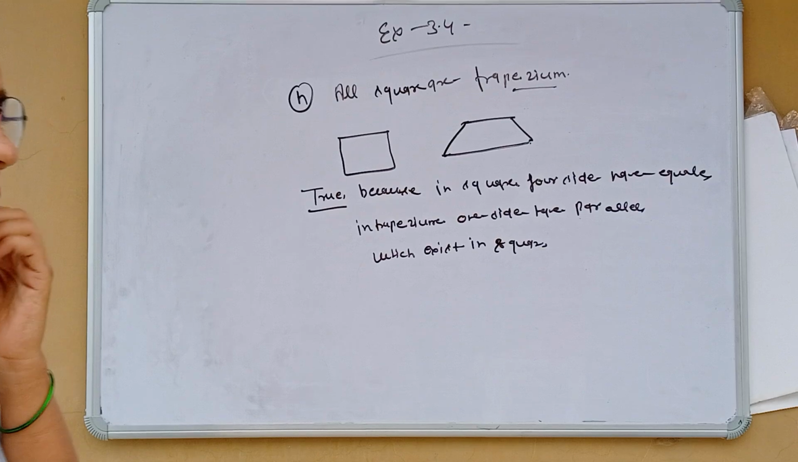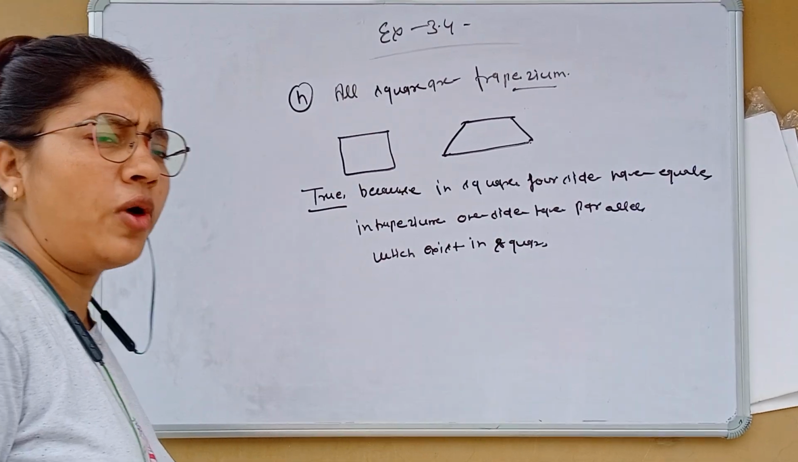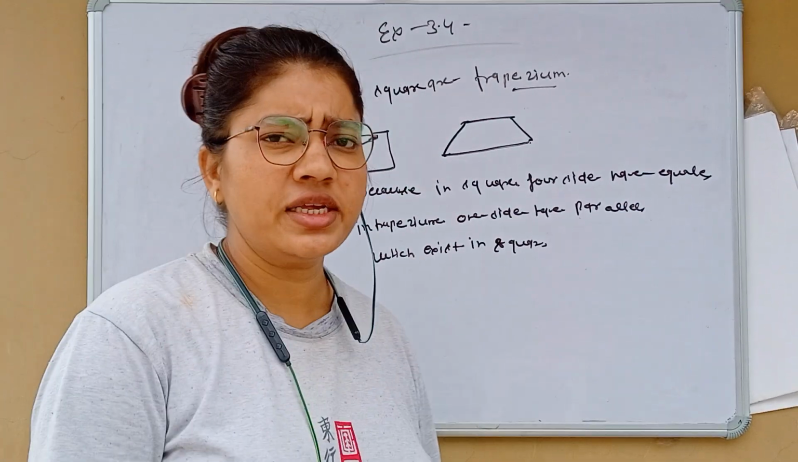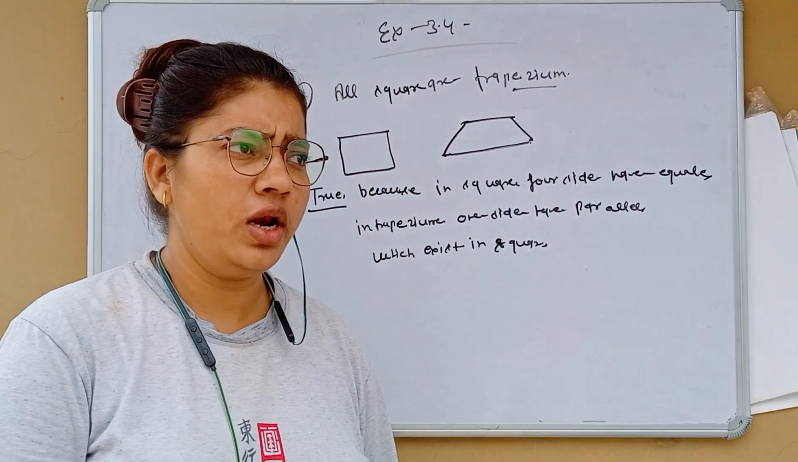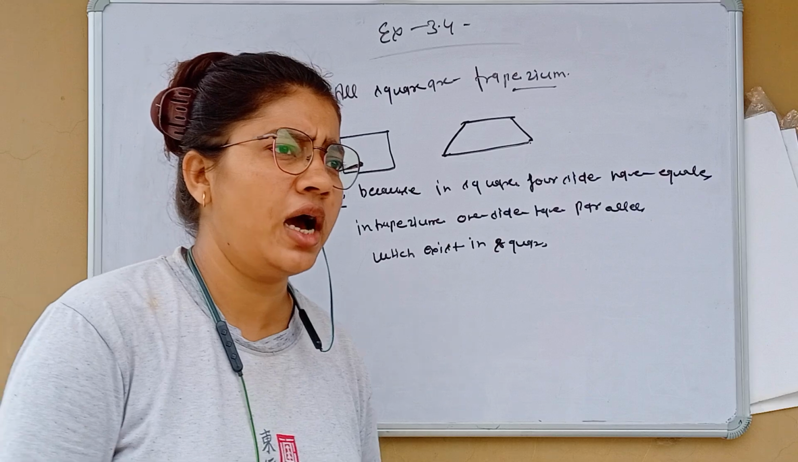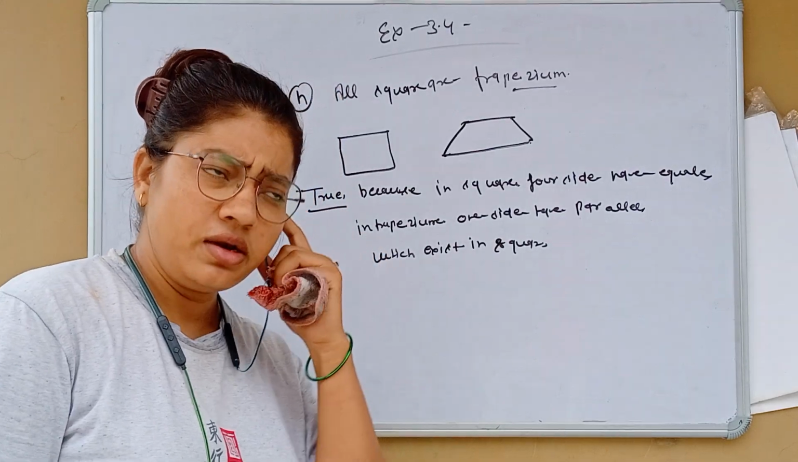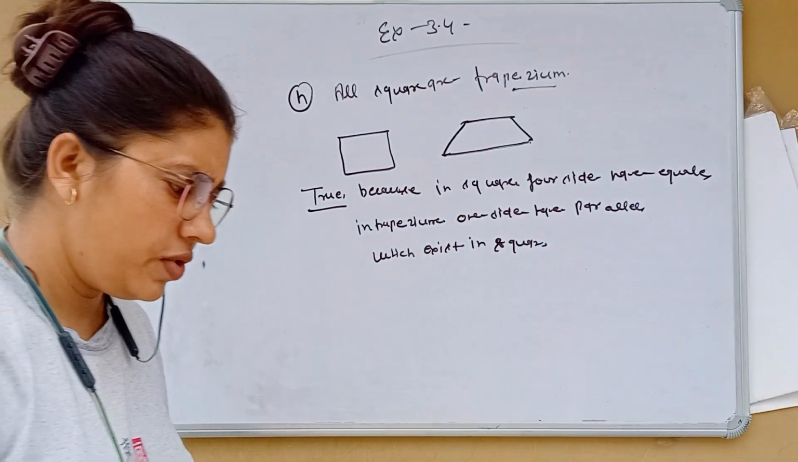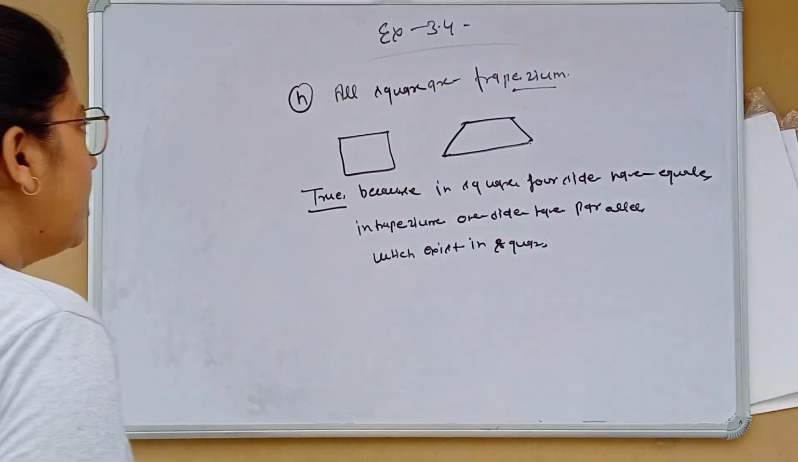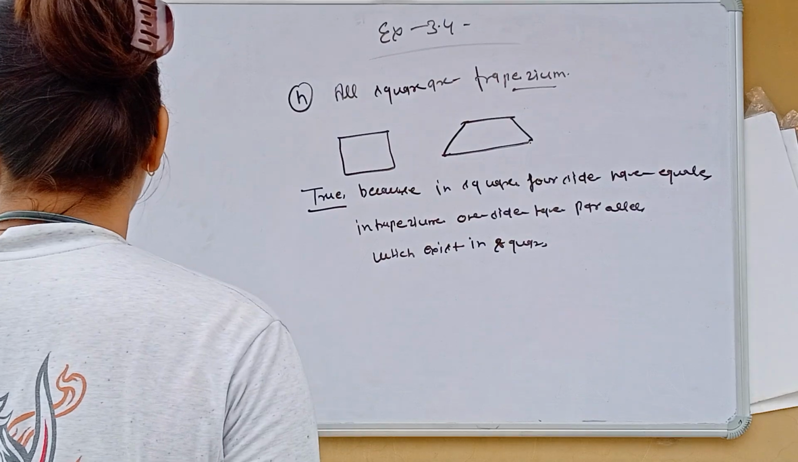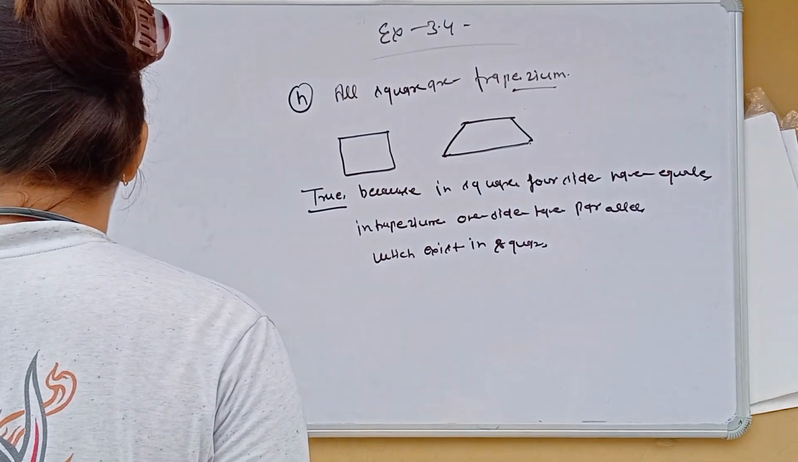So you solve all the questions, but you should know the properties one by one, which I discussed in the previous video. All the properties of quadrilateral, square, rectangle and rhombus were discussed in the previous video. So first understand the properties, then solve the questions. It makes it easy for you.